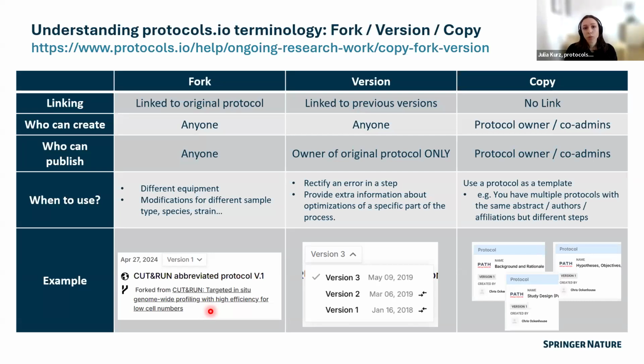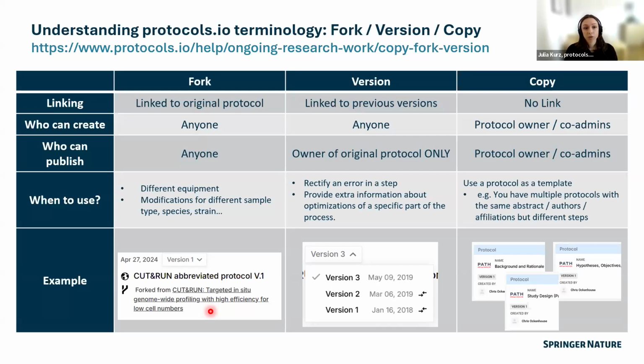The reason that you might fork a protocol is that you want to reuse that protocol for a different situation. Maybe you have different equipment in your lab. Maybe you are doing a different sample type, a different species, or a different strain, whereas the general protocol is the same, but you need to make small tweaks and modifications for those different circumstances.